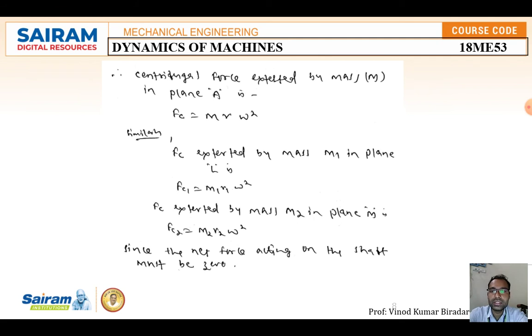Next, the centrifugal force exerted by mass m in plane A is fc equal to m r omega square. This is due to plane A. Similarly, the centrifugal force exerted by mass m1 in plane L is fc1 equal to m1 r1 omega square. Similarly, the force exerted by mass m2 in plane M is fc2 equal to m2 r2 omega square. Since the net force acting on the shaft must be equal to 0, because of D'Alembert's principle, we know that.